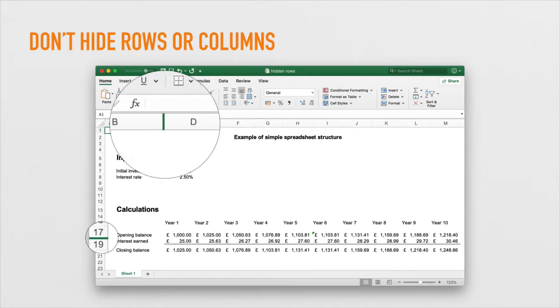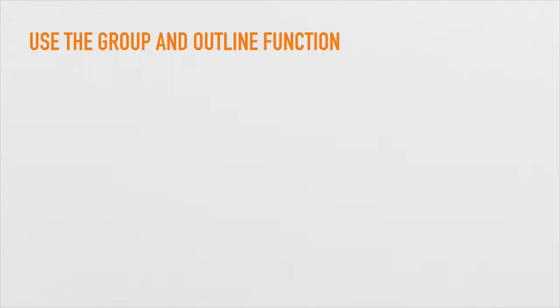Yes, there's a sort of a green line that indicates something is not there, but you can very quickly overlook that. And I have spent many hours scratching my head with models trying to find things that are hidden rows and hidden columns. A better way of doing this, if you have aspects of a worksheet that you think confuse people if they see it, is to use the group and outline function.